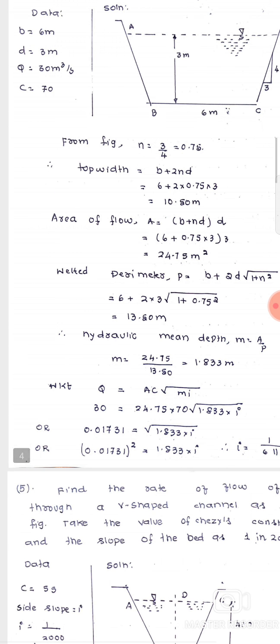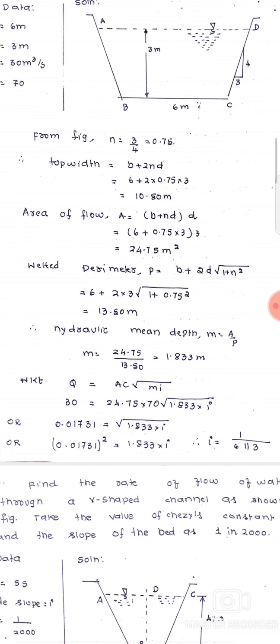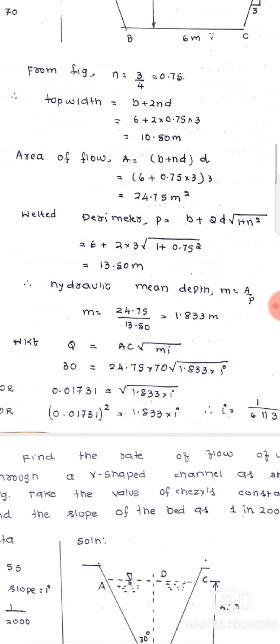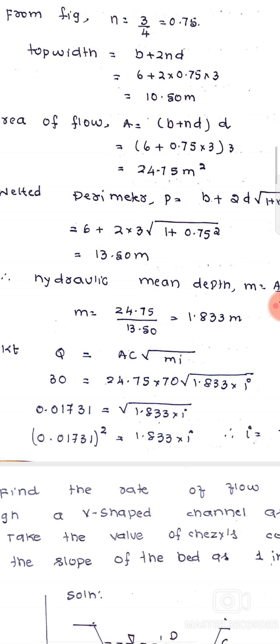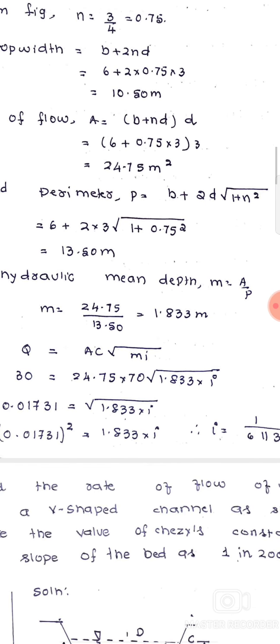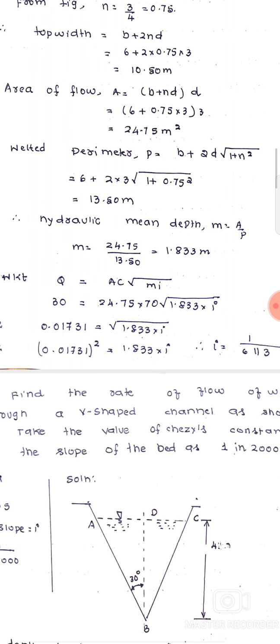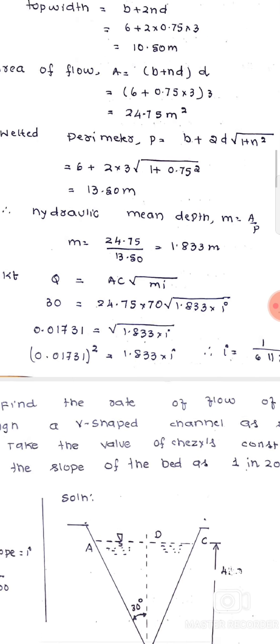Then we have found the area and perimeter. That will help you find the hydraulic mean depth, that is M = A/P, which is 24.75 by 13.50 meters. Then you'll get the hydraulic mean depth as 1.833 meters. Then the discharge is given, and we have to find the bed slope.